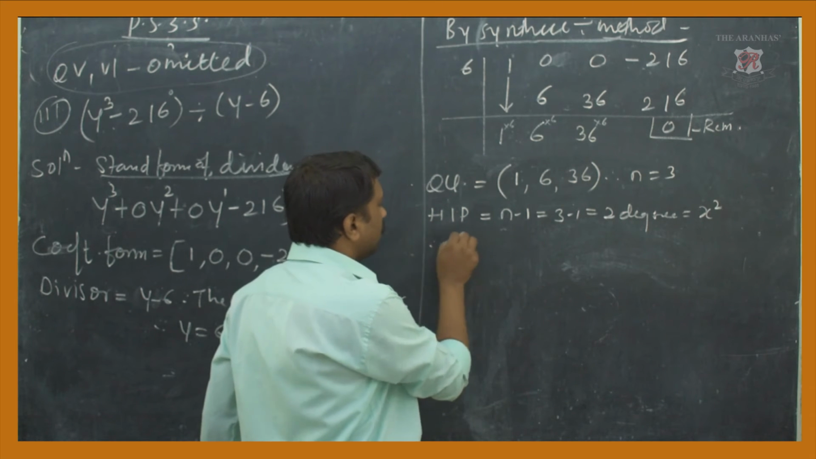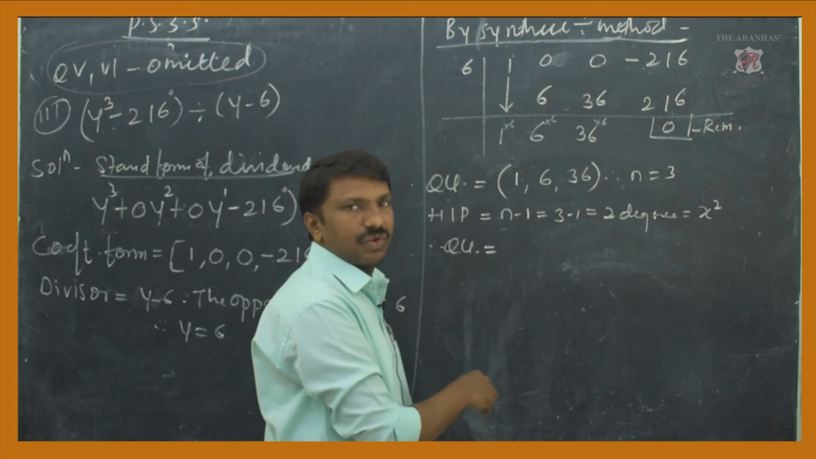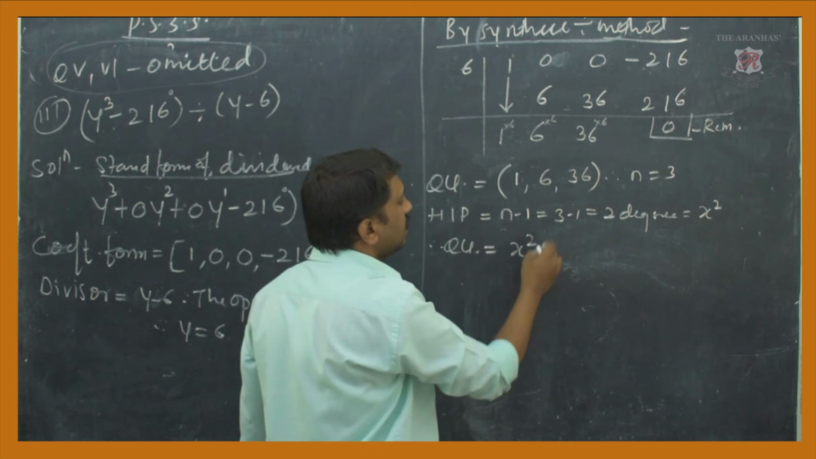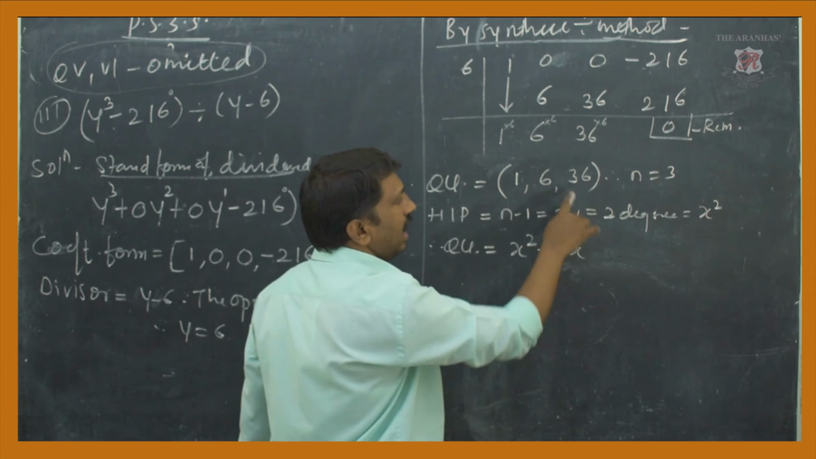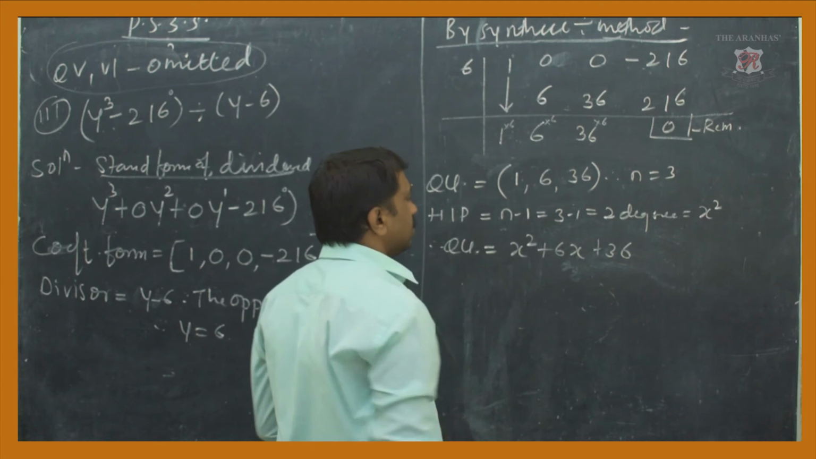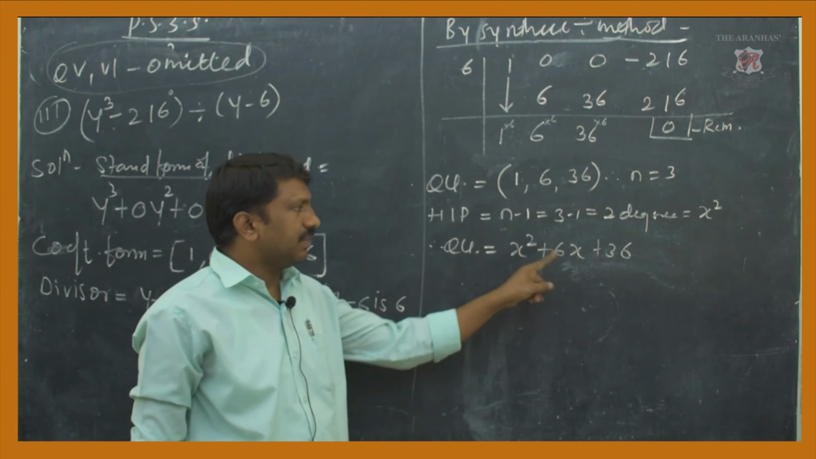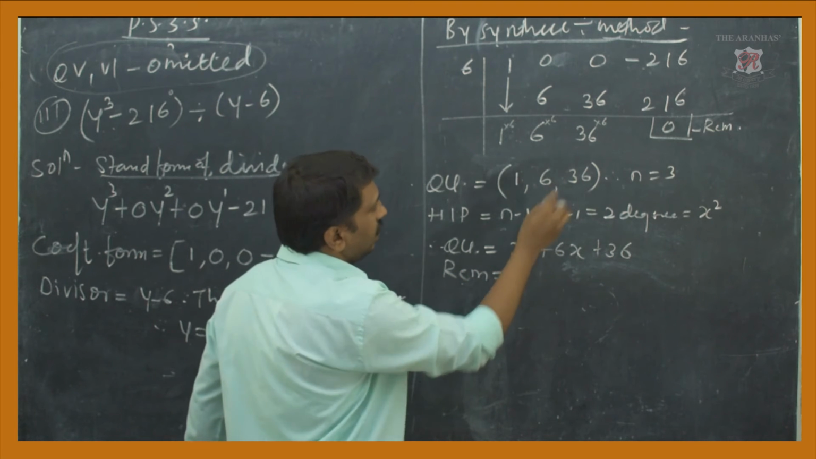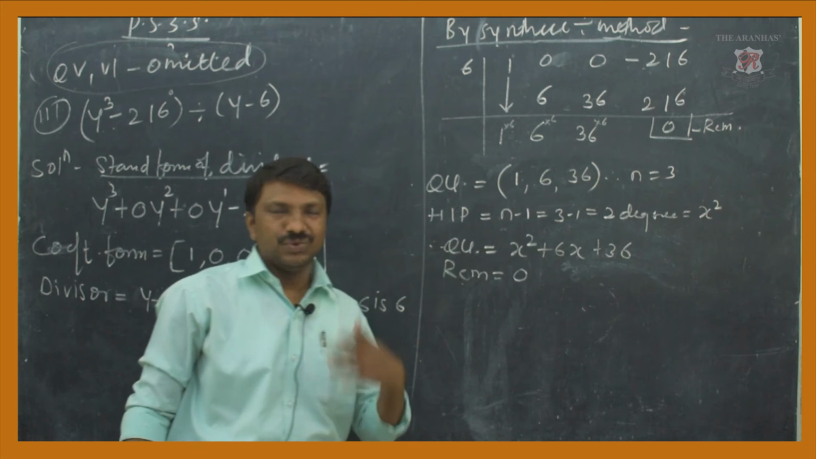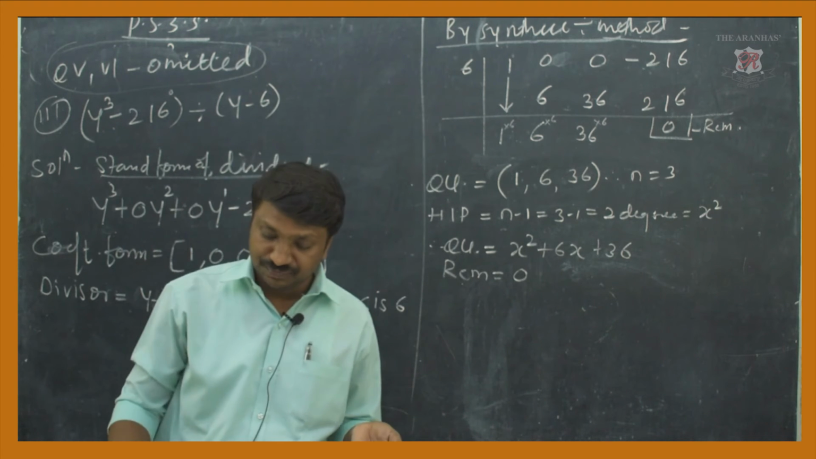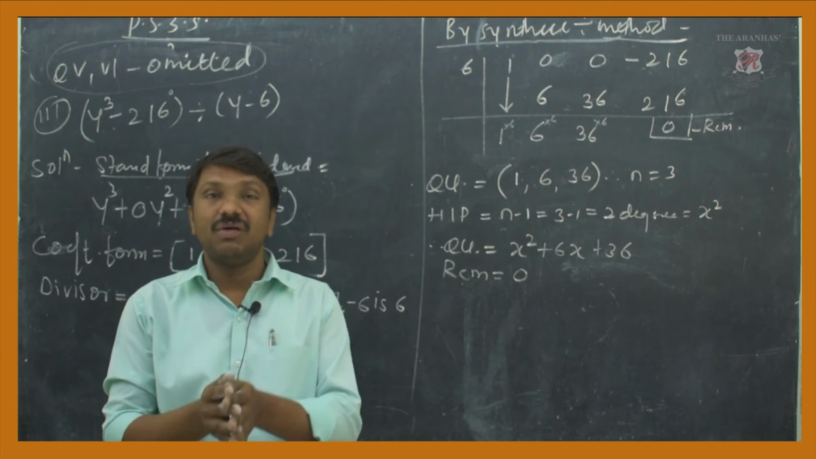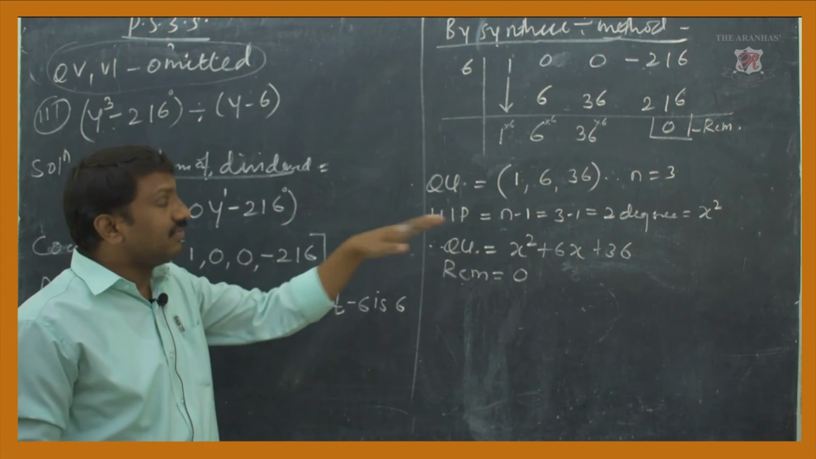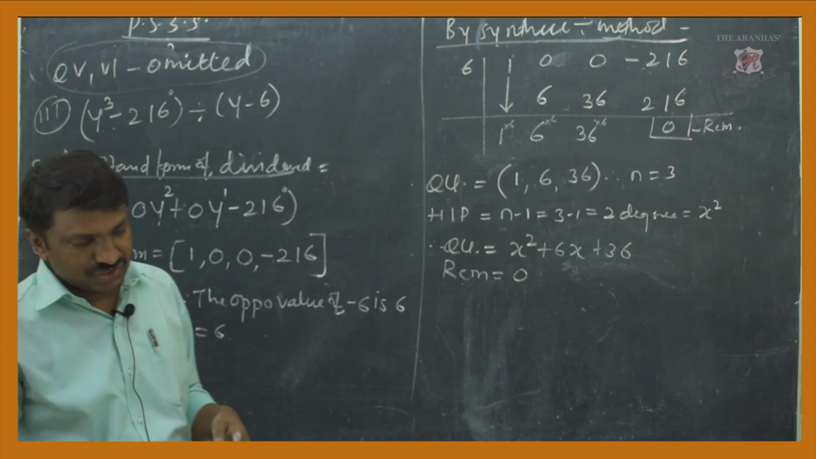So here we'll write, therefore your quotient is equal to x square into 1. So it will be x square, then plus 6x and then plus 36. So the quotient here we get is x square plus 6x plus 36, and the remainder is 0. You know that in the previous exercise we saw that to write the answer in the form of dividend is equal to divisor multiplied by quotient plus remainder. You can verify this also and just see.